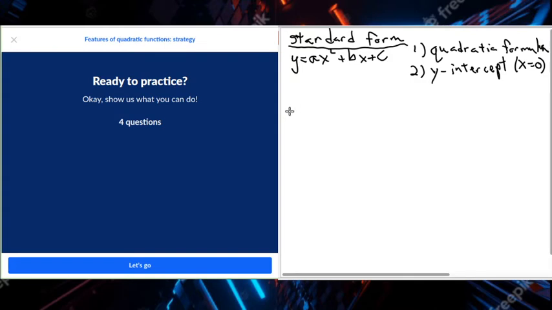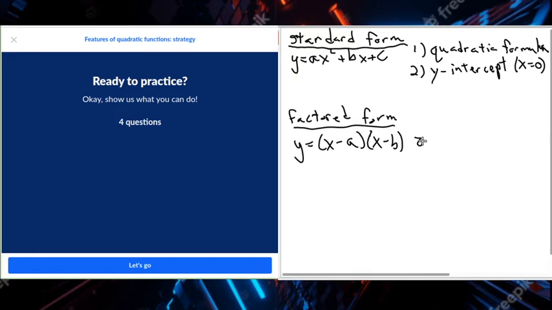The next one is factored form, and we've worked with all of these before. But what does the factored form give us? Let's look at what it looks like first: y equals x minus a times x minus b. This is really good at telling us the zeros or the roots. The roots are a and b. It makes it really easy to find the roots.